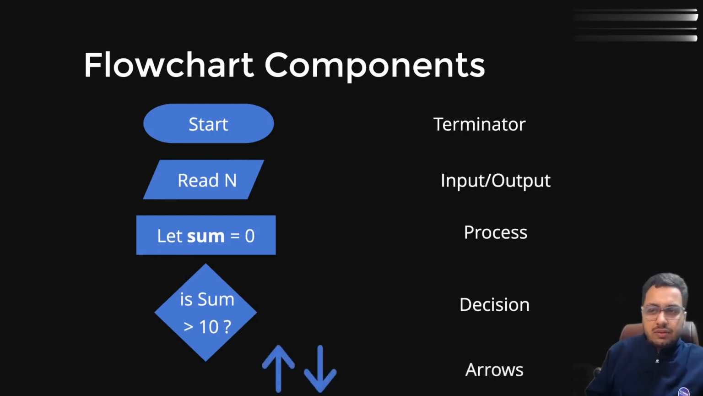The next thing that you will find in a flowchart is arrows. These arrows are used to connect two different boxes. For example, I want to connect start with read. That means after start, go to this box, read n. After read n, go to this box. These arrows are used to connect multiple building blocks inside a flowchart.